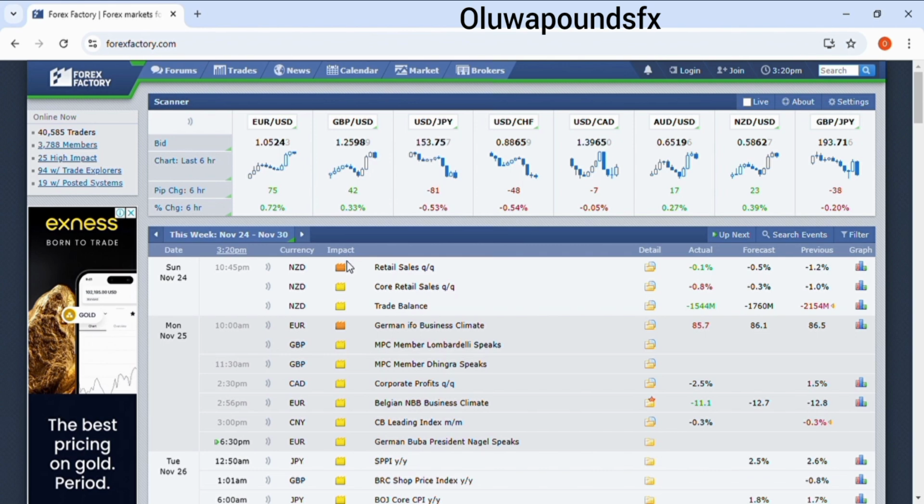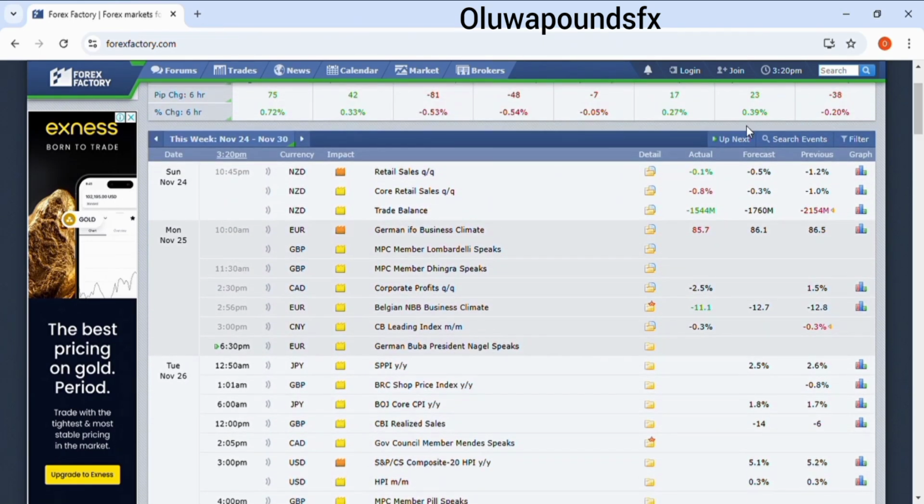Now, this is a medium impact news. By medium impact, I mean it moves the market, but in a very low way. This yellow one is a low impact expected. You can see it there, the low impact sign. So any news you see with this particular impact is a low impact. It does not move the market at all.